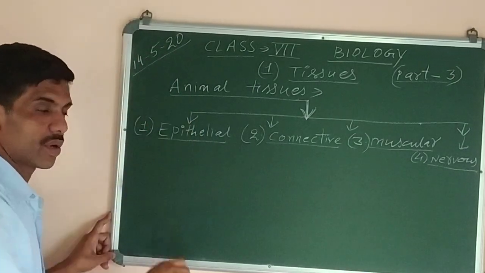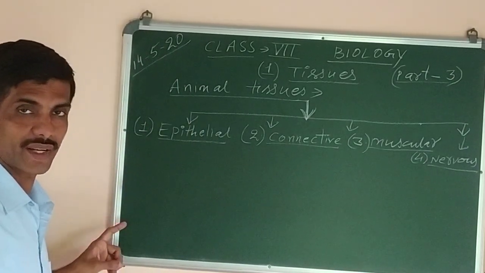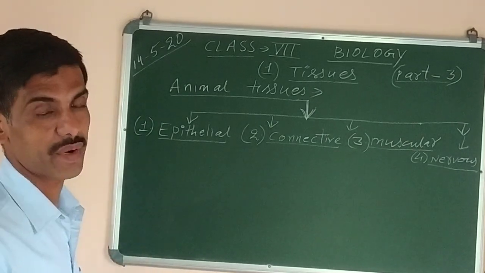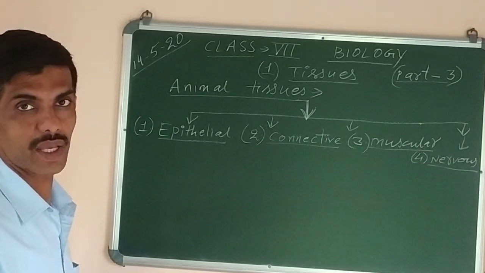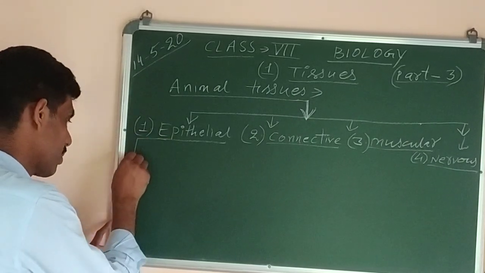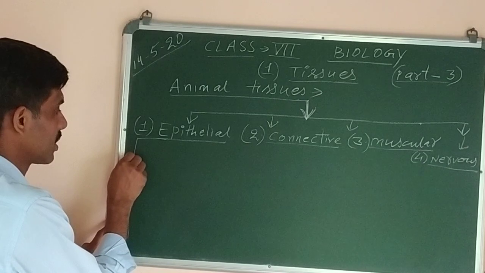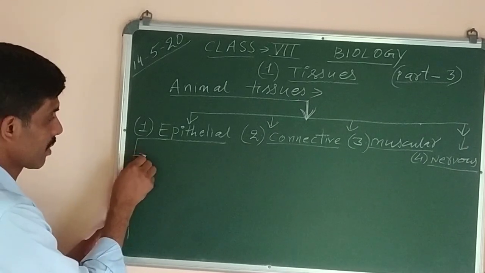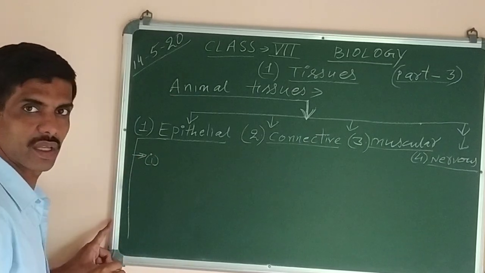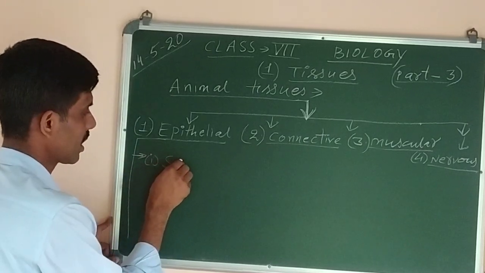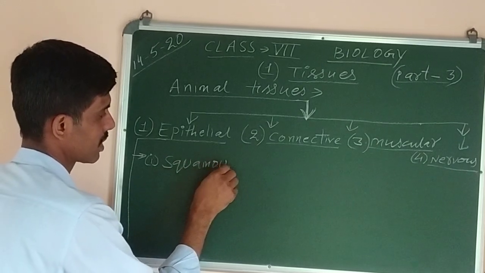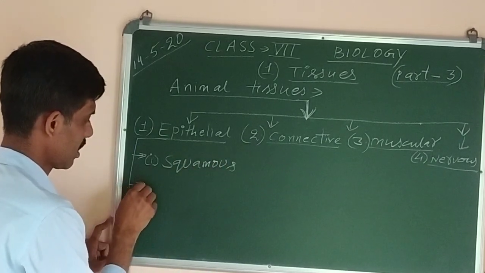Now we'll draw the further branches, or the types, of epithelial tissue. Epithelial tissue is of 4 different types according to the shape of the cells which make these tissues. So I'll write down the names of all these 4 different types of epithelial tissue on the left hand side here. Number 1 is squamous epithelial, SQUAMOUS. Squamous epithelial.